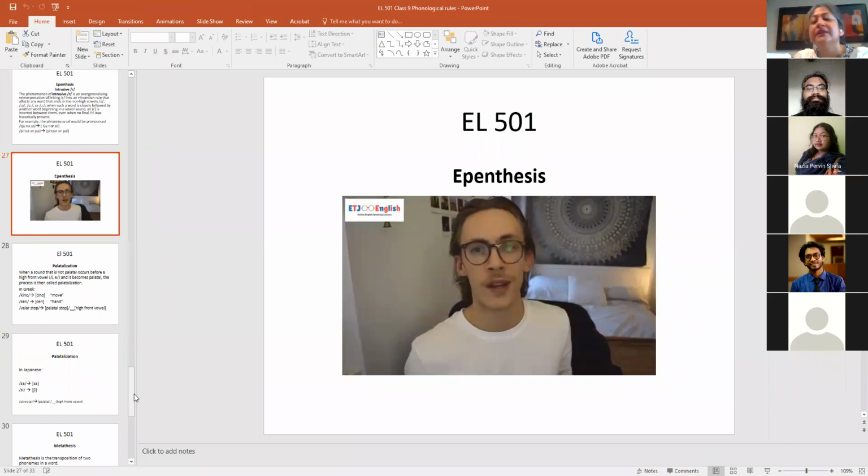Okay, anyways. Did you understand the difference between linking R and intrusive R? Yes, ma'am. So which one is epenthesis here, linking R or intrusive R?